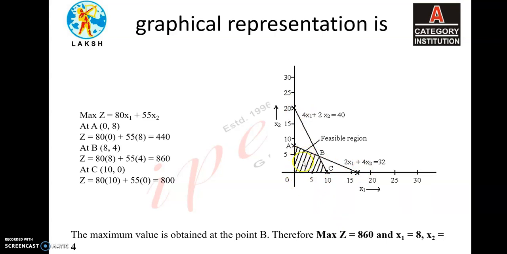Now the sign is less than or equal to, so the region below the line is the feasible region, and the feasible region is shaded. This is known as the feasible region. So the corner points are O, A, B and C.